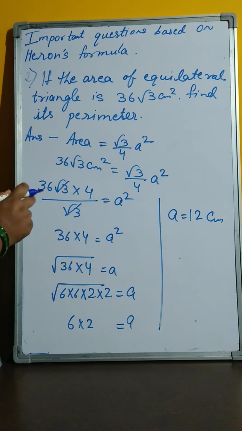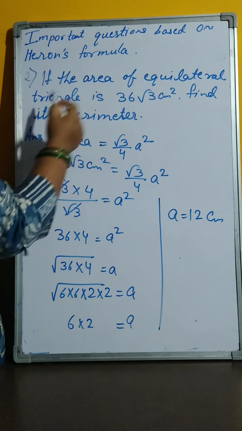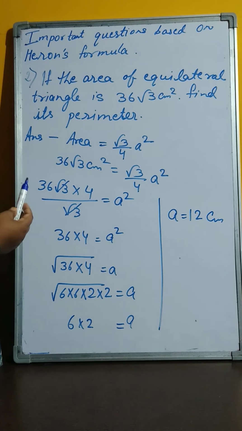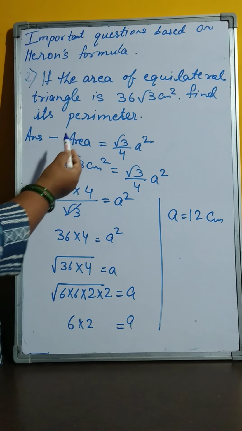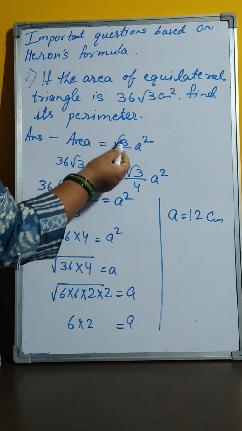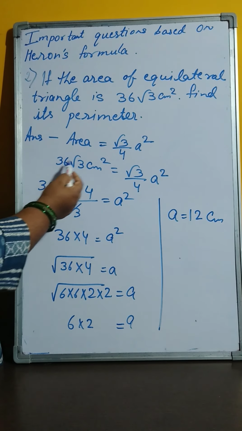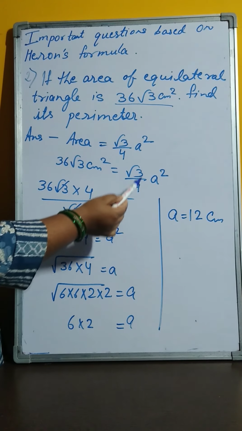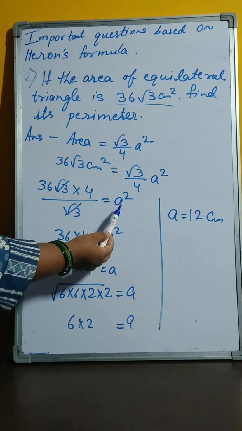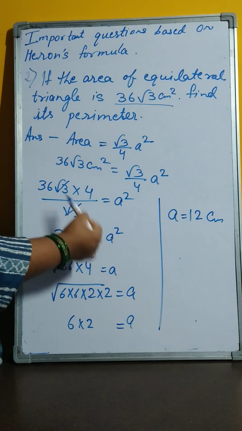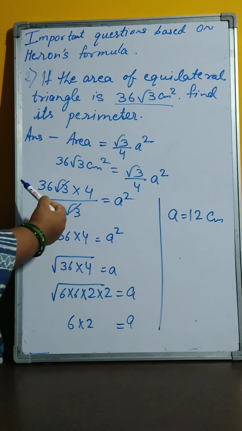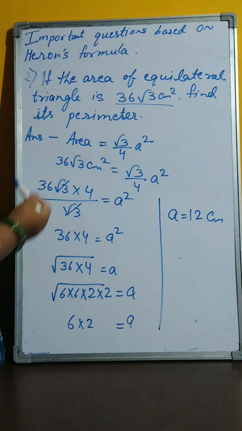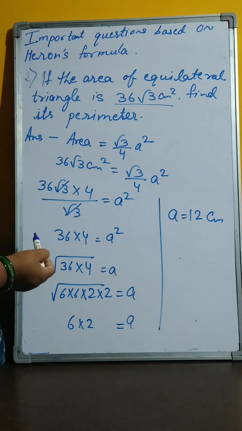Now students, see the second question. If the area of an equilateral triangle is 36 √3 centimeter square, we have to find its perimeter. For that, the area formula of an equilateral triangle is √3 by 4 a square. So 36 √3 centimeter square, which is the given area, will be equated with √3 by 4 a square. By leaving a square this side, this 4 and √3 will come. 4 will multiply with the numerator and √3 will come in the denominator. So √3 we can cancel and we are left with 36 into 4.